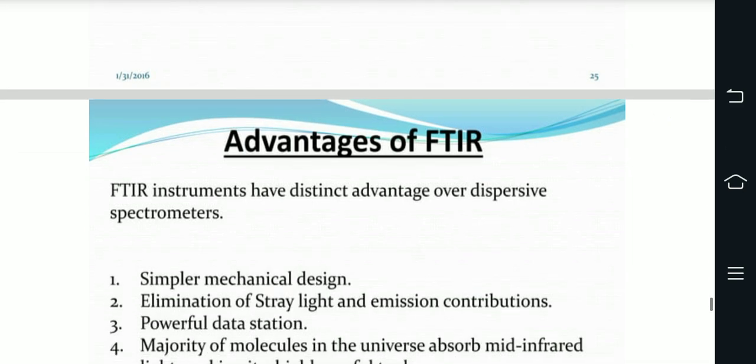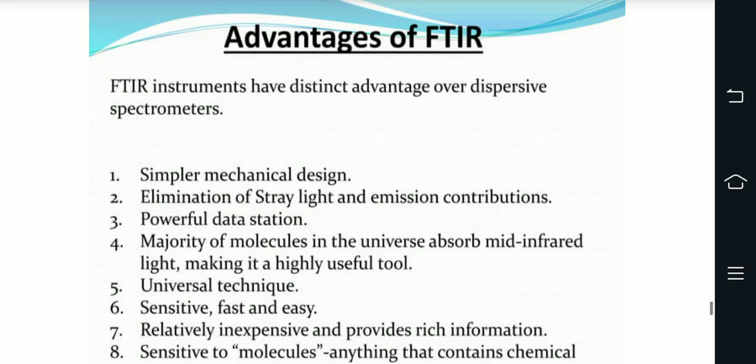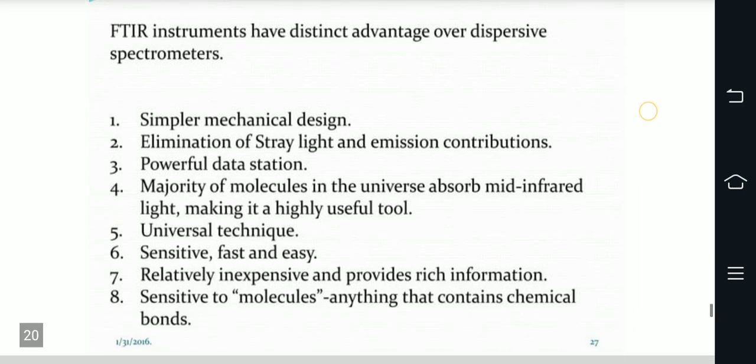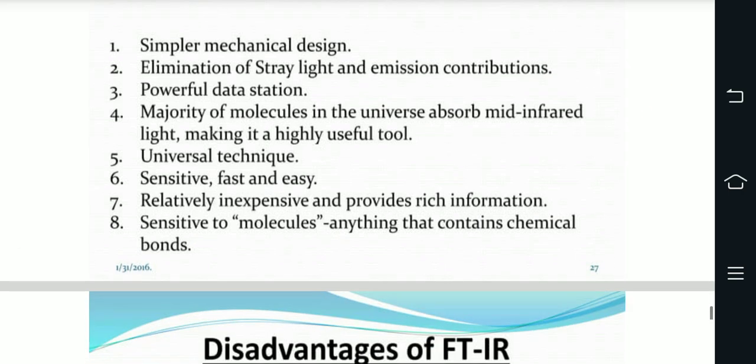And here are the advantages of the FTIR. FTIR instruments have distinct advantages over dispersive spectrometers. Number one is simple and mechanical design, elimination of stray light and emission contributions, powerful data station. The majority of molecules in the universe absorb mid-infrared light, making it a highly useful tool. Universal technique, sensitive, fast, and easy, relatively inexpensive, and provides rich information sensitive to molecules, anything that contains chemical bonds.